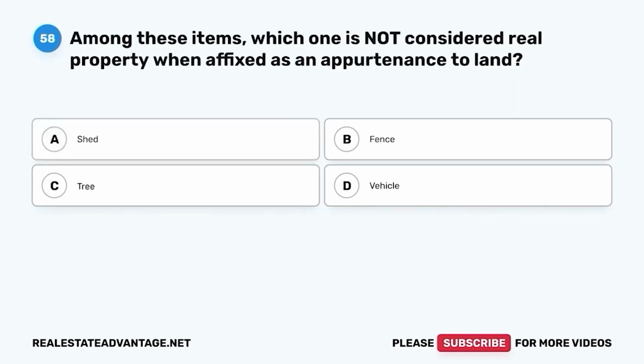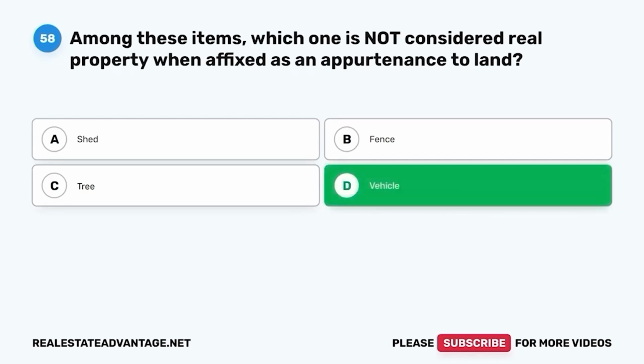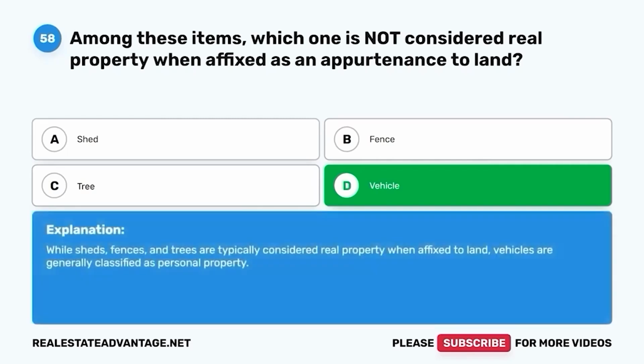Question 58. Among these items, which one is not considered real property when affixed as an appurtenance to land? A. Shed. B. Fence. C. Tree. D. Vehicle. The correct answer is D. Vehicle. While sheds, fences, and trees are typically considered real property when affixed to land, vehicles are generally classified as personal property.